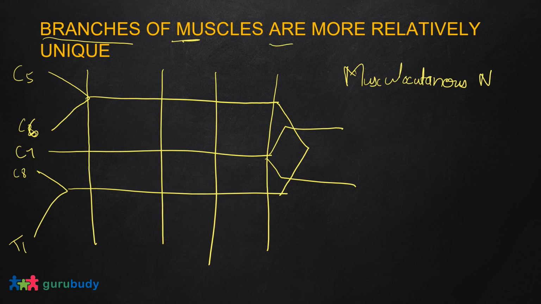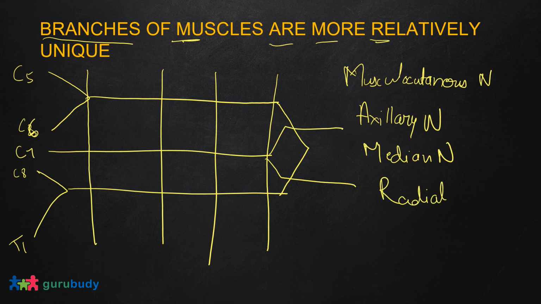Then A as in axillary nerve, then M as in median nerve, then R as in radial nerve, and U as in ulnar nerve. These nerves are quite common, and they are generally grouped together, and they originate from the branches.